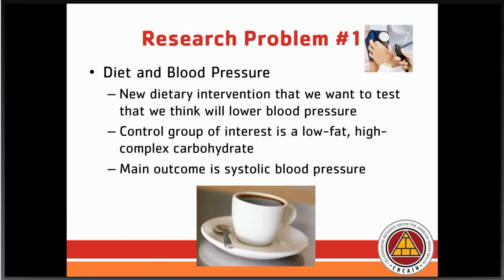What we're going to do is set up a control group on a low-fat, high-complex carbohydrate diet, and we're going to use that as our baseline for the study. Then we have a test group that will include that diet along with coffee. The main outcome in our example is systolic blood pressure. That's the setup of the research problem, and we'll come back to it and talk about how the different sample size calculations relate to this particular study.